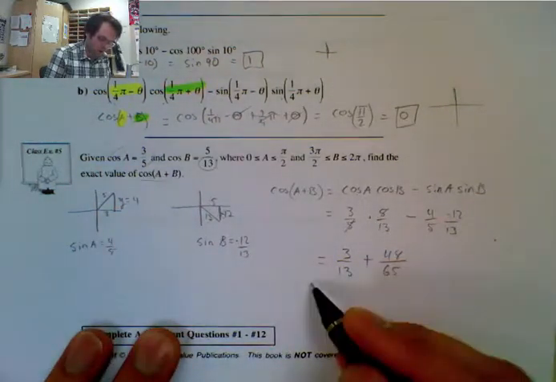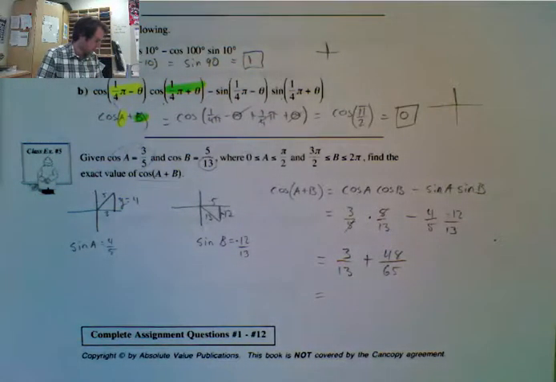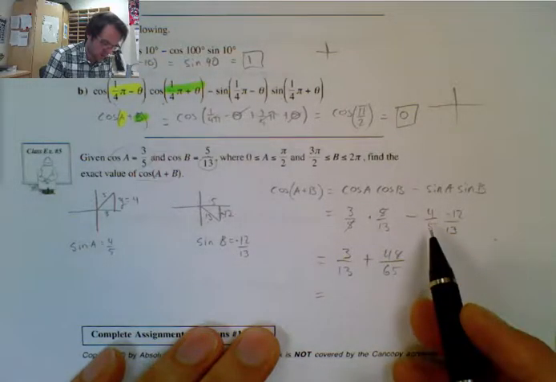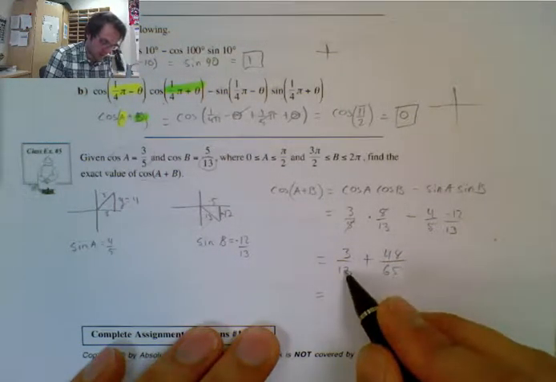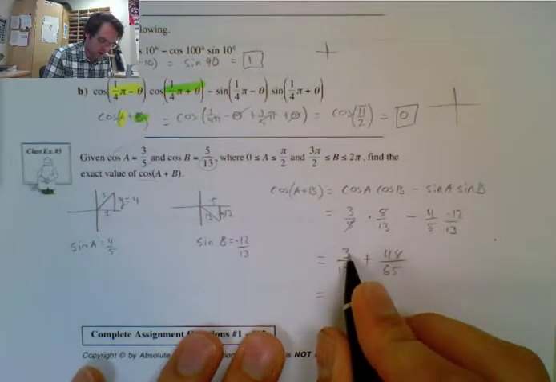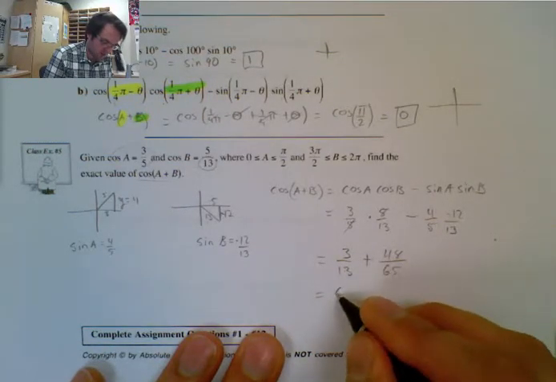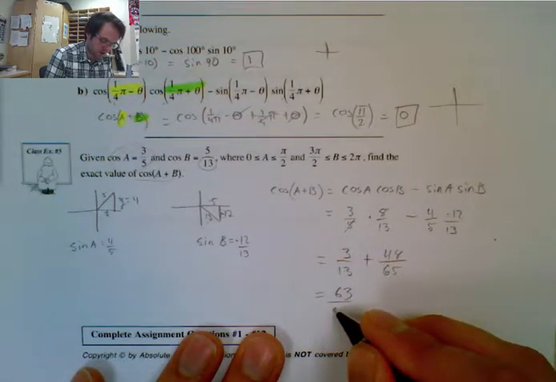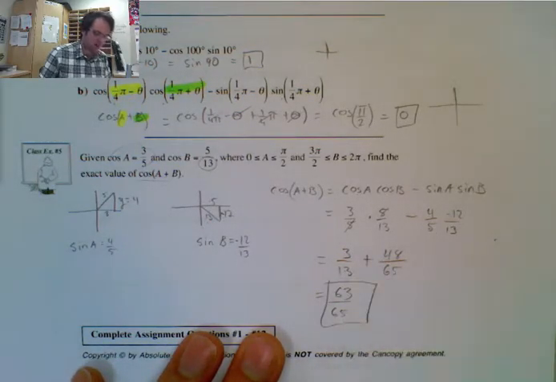Now, I want to add these together. I'm going to end up getting, this has to be multiplied by 5 to get that common denominator. So we're going to get 15 plus 48, which gives me 63, all over 65, and that is going to be my final answer.